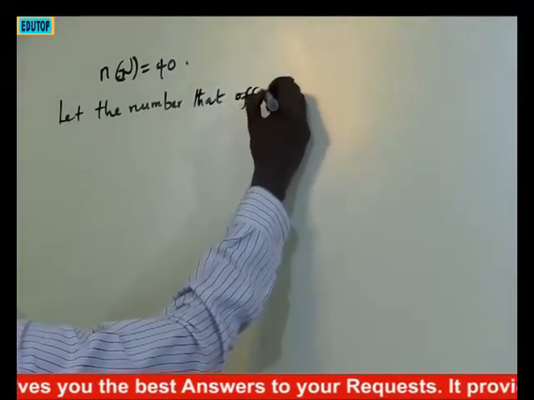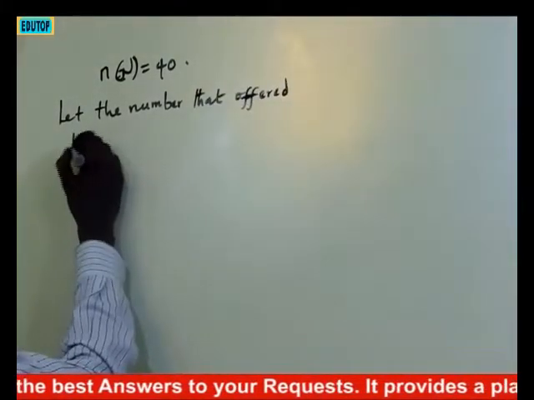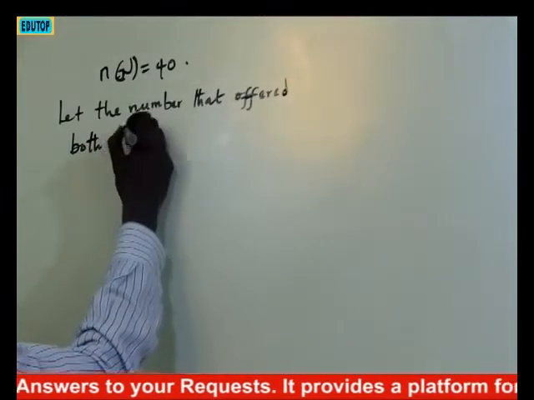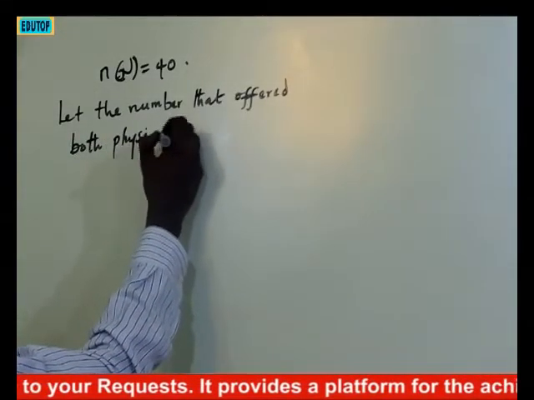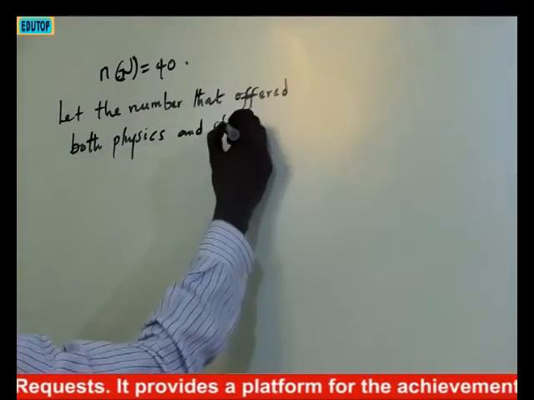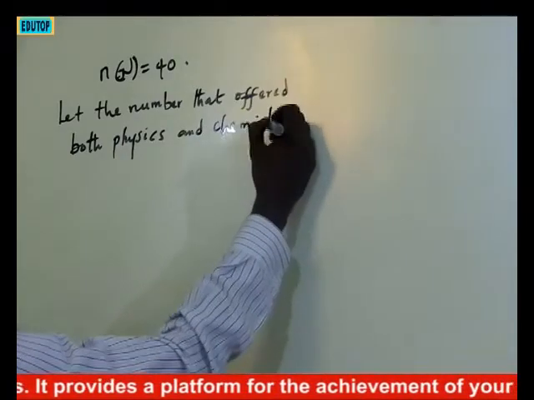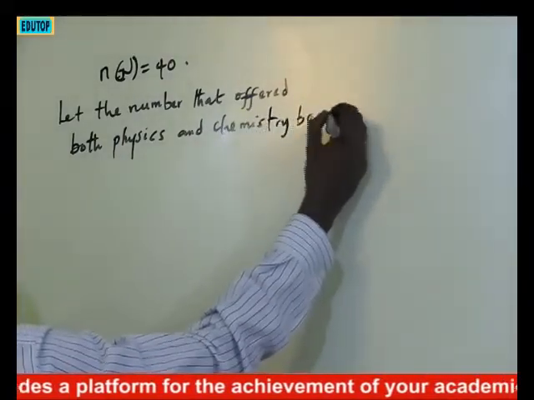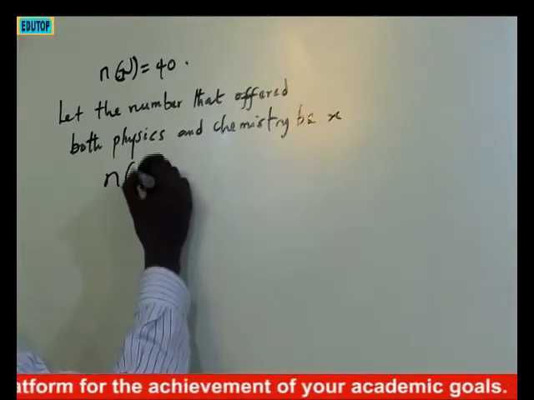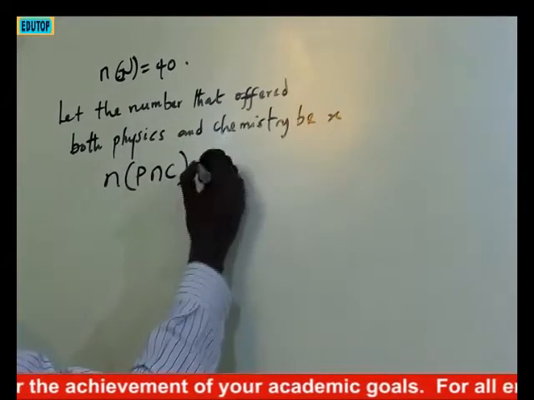Offered both physics and chemistry. Let the number that offer both physics and chemistry be X.